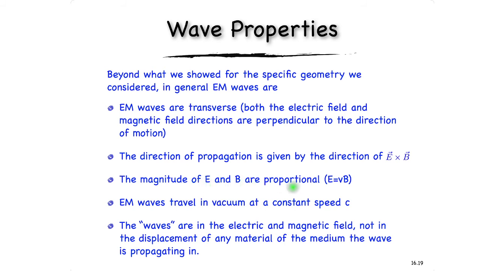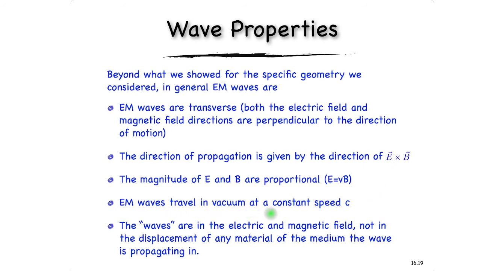The magnitudes of E and B are proportional, and the electric wave and the magnetic wave will be in phase, which is the same thing as saying they're proportional. So when the electric field is getting bigger, the magnetic field is getting bigger. The electric and magnetic field are not in the same direction, though. They're perpendicular to each other, and they're perpendicular to the direction in which the energy is flowing.